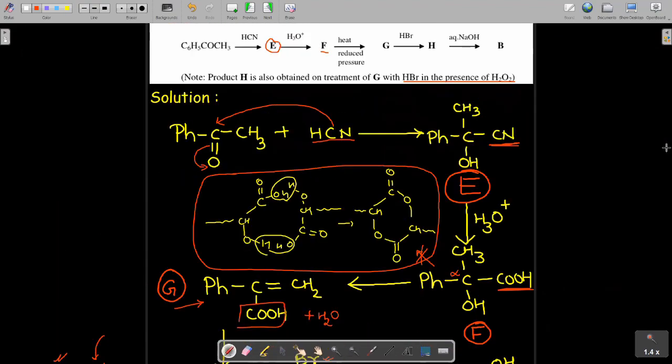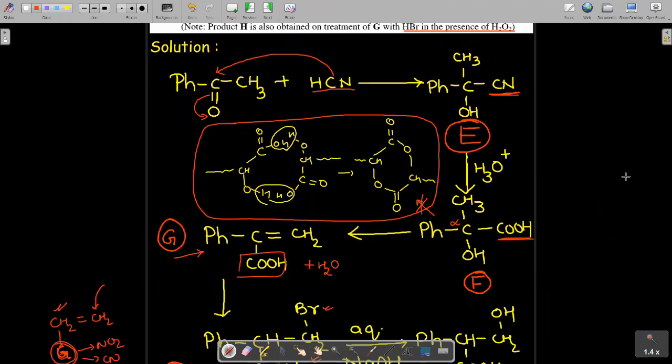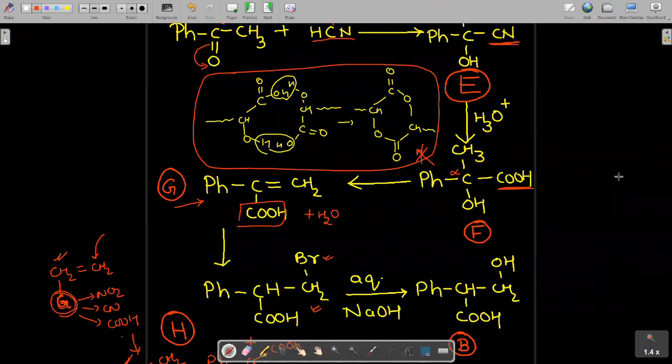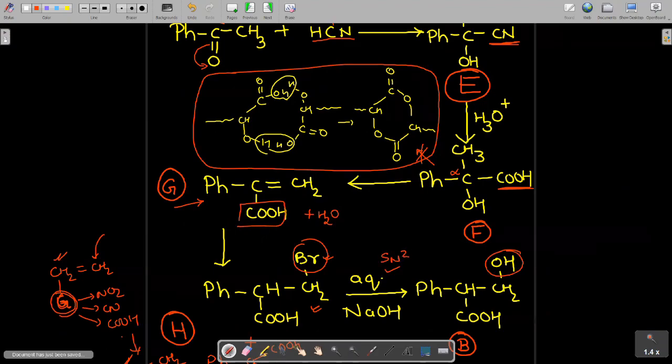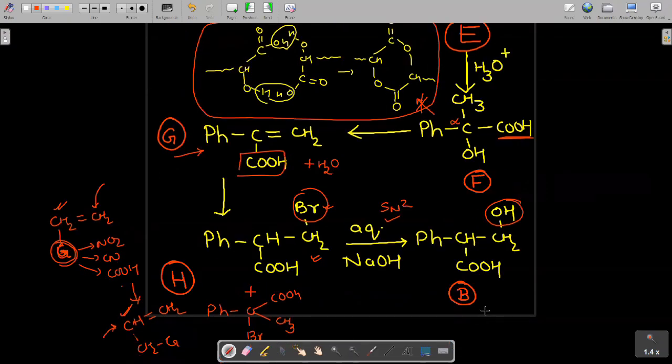And it has also been mentioned in the question that H is also obtained on treatment of G with HBr in peroxide. So we are in sync with the information. Till here it is perfectly correct. Now it is said that they are adding aqueous NaOH. So we'll simply have this bromine change to OH. This reaction is going to be SN2 and the structure of B is now available.